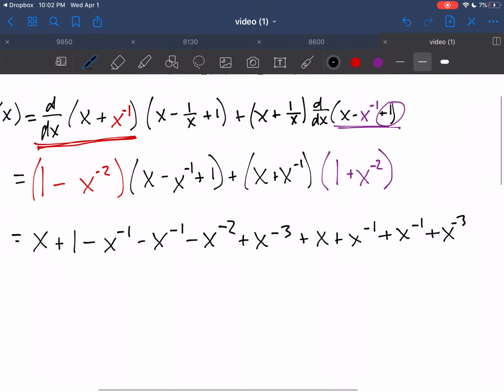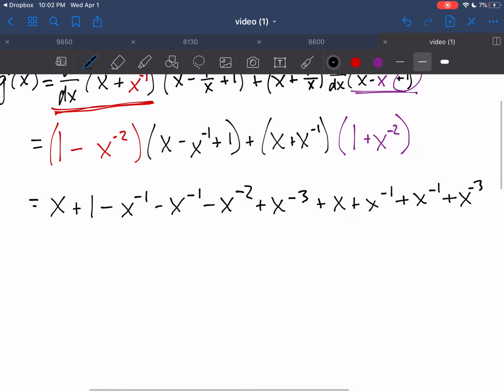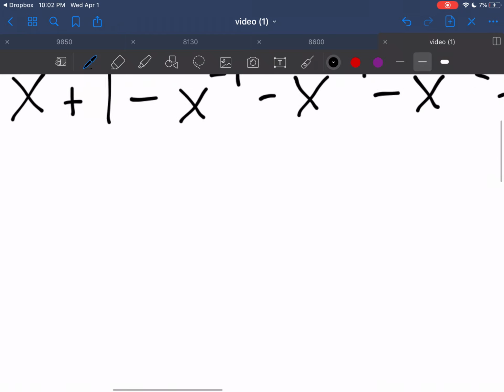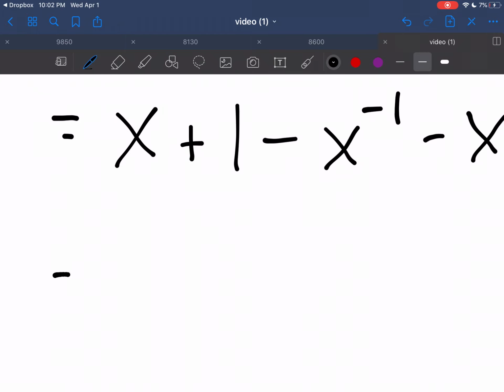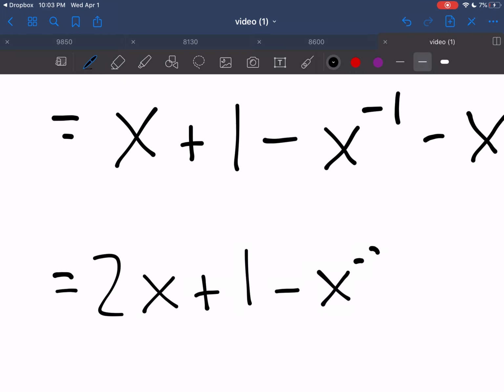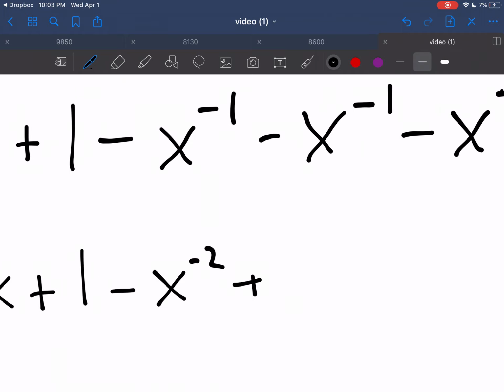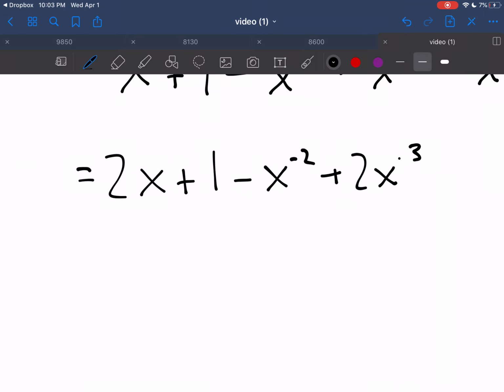So we just expanded the two out, and now we can combine like terms. So we get 2x plus 1 minus x to the negative 2 plus 2x to the negative 3, which we can rewrite. Anytime you do this, you'll want to rewrite it so it doesn't have the negative exponents.